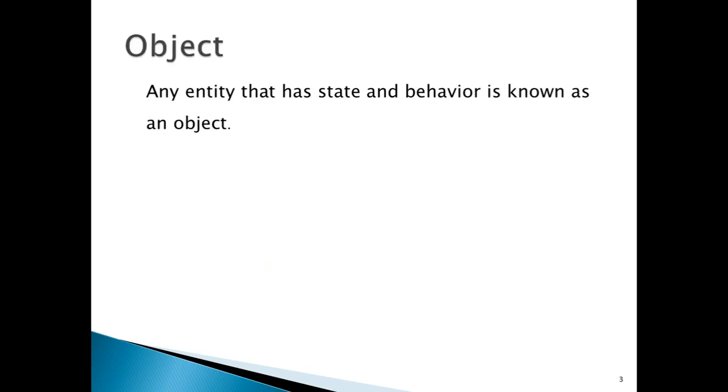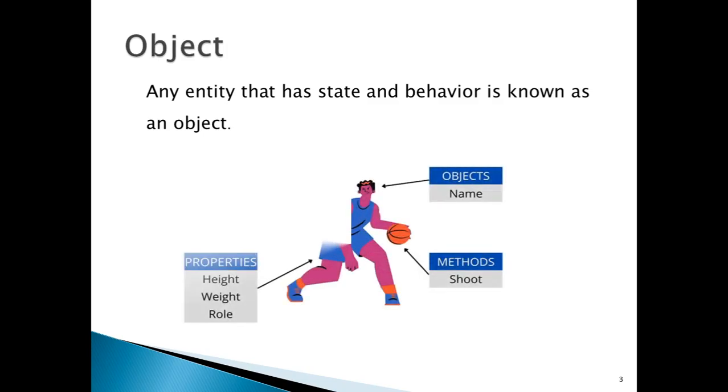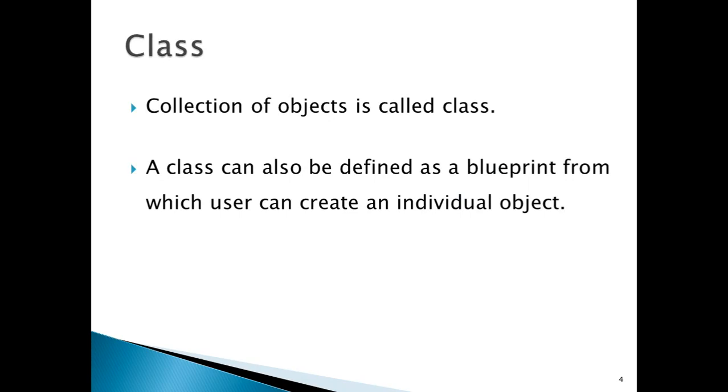An object is an entity. It has a different state and behavior. For example, let us consider a human. A human has a name, which is used to call the person, and that person has different properties, that is height, weight, role, and color. These are all the properties. And methods: this person can walk, run, read, and write. So these are all the behaviors of the human. So this is called an object. So an object is an entity.